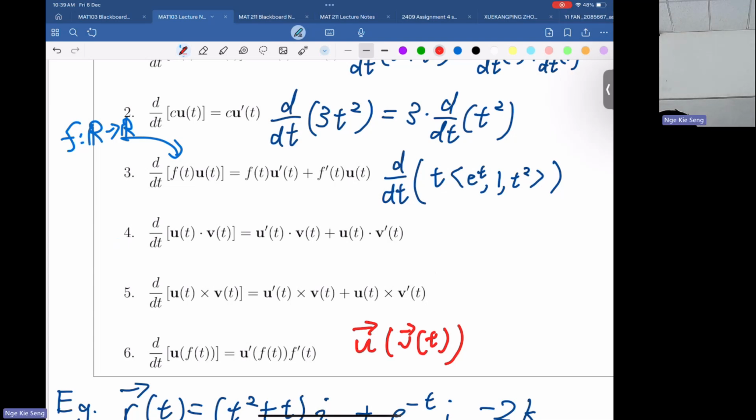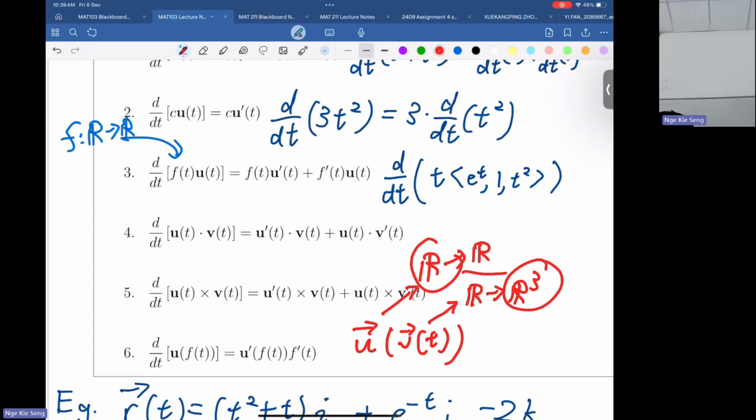Yeah, so the codomain of V(t) is not the domain for U(t). V(t) goes from R to maybe R3 already, but U(t) also goes from R to R3. So these two don't match. That's why it's natural to compose with a scalar value function here. So you have R to R and then R to somewhere else.